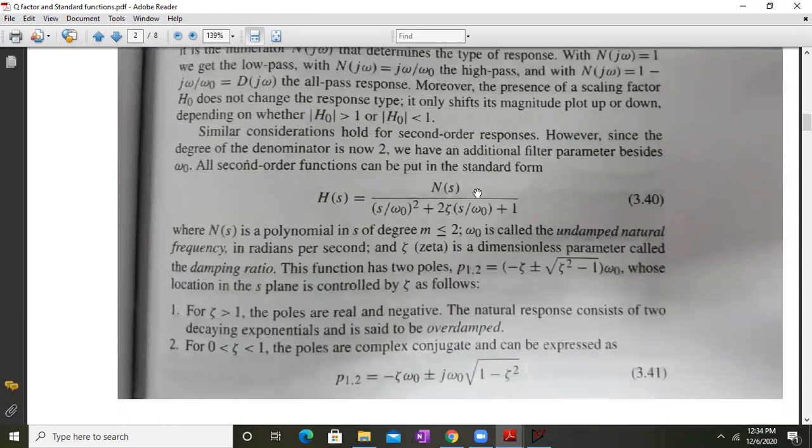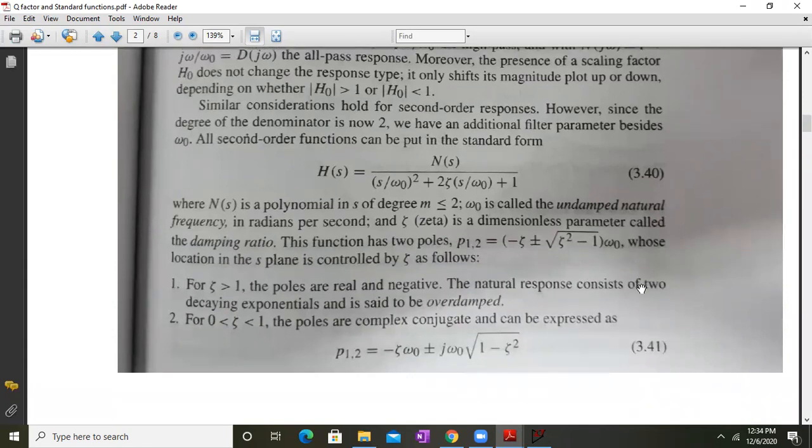So your H(s) is N(s) divided by (s upon omega naught) the whole square plus 2 zeta (s upon omega naught) plus 1. So this is your polynomial. N(s) is the polynomial of s with a degree less than or equal to m, which is less than 2. Omega naught is the undamped natural frequency in radians, and zeta is the damping ratio.